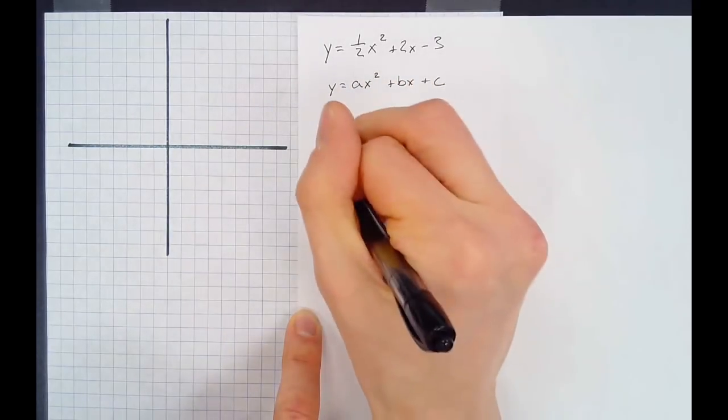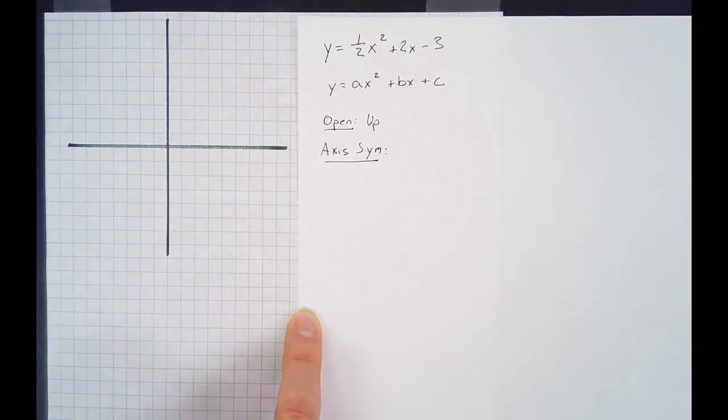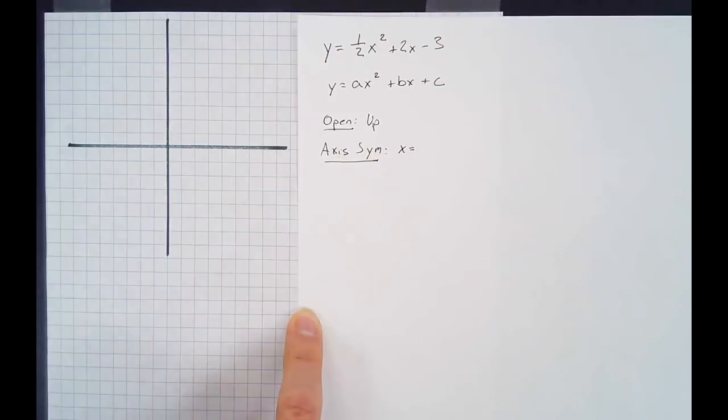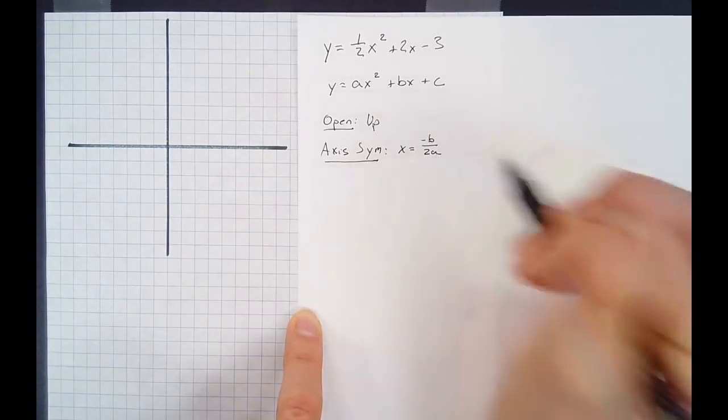Now, finding the axis of symmetry is a little bit different for this particular form because it's not as easy as looking at the equation like it was when we had something in vertex form. So for the axis of symmetry, we actually have to do a little bit more work. We have to remember that equation: x is equal to the opposite of b over 2a.